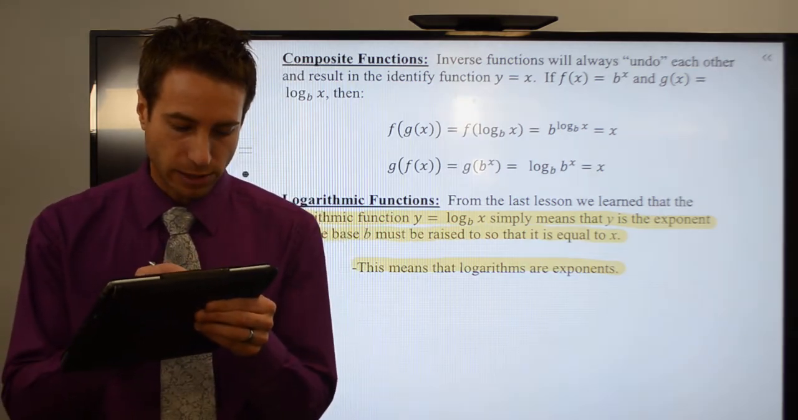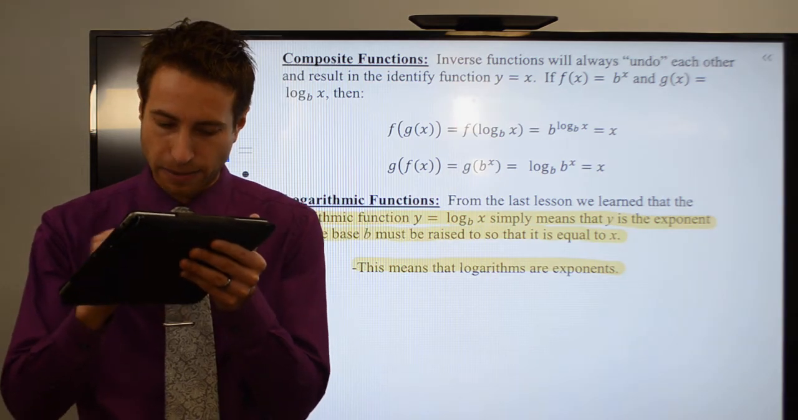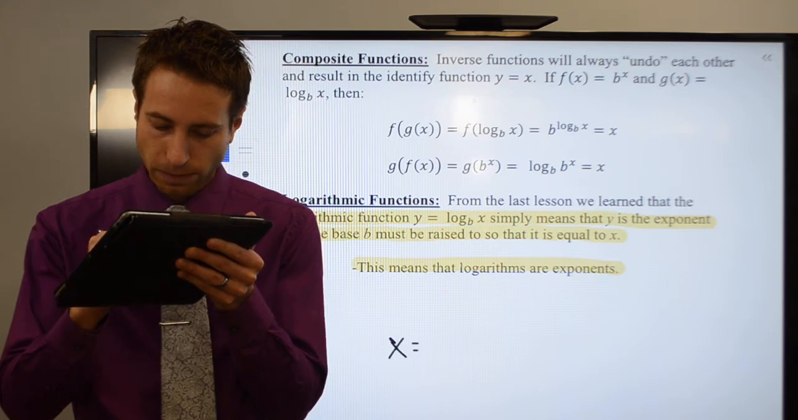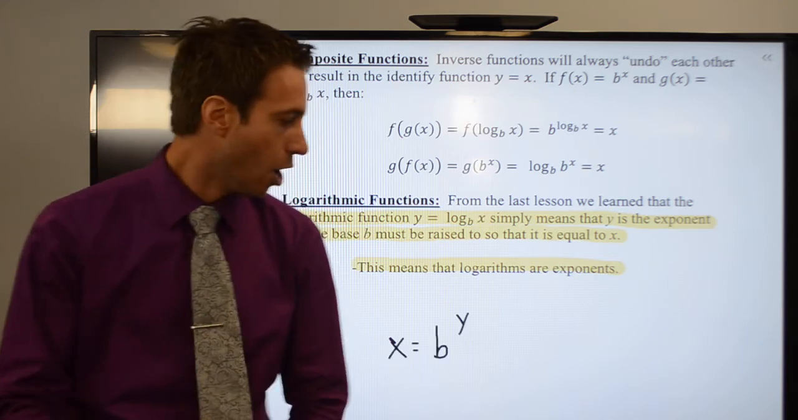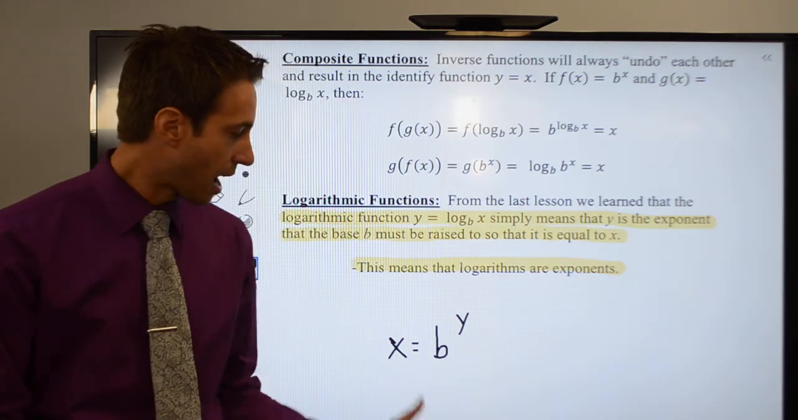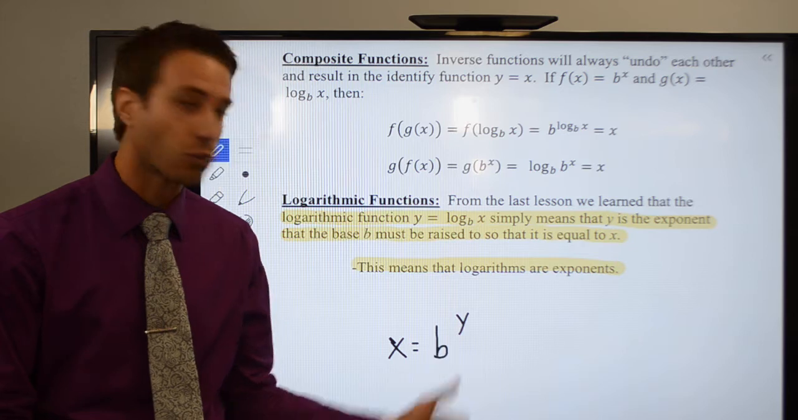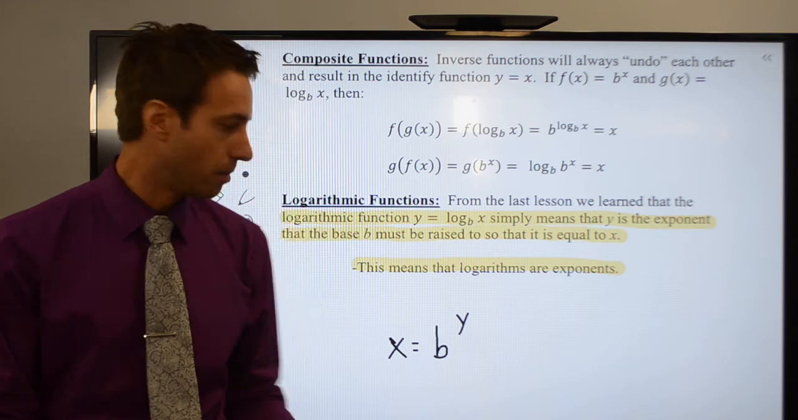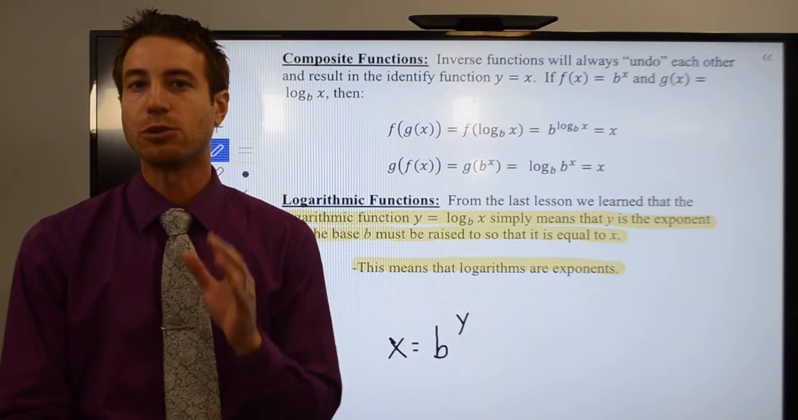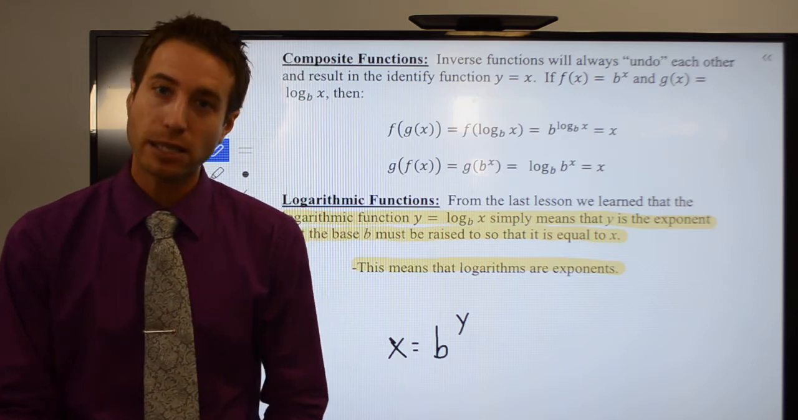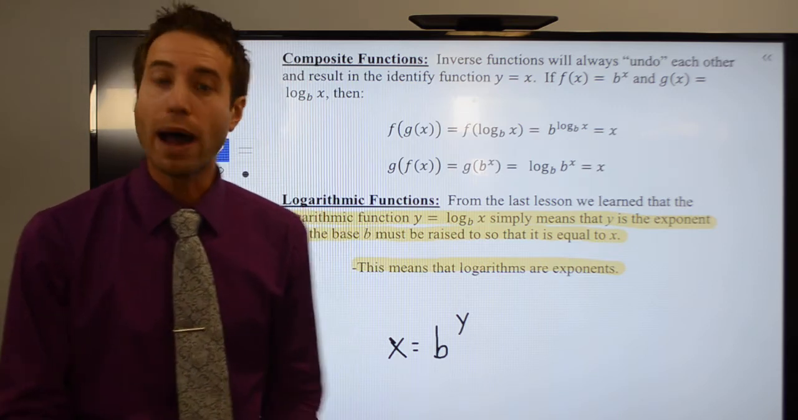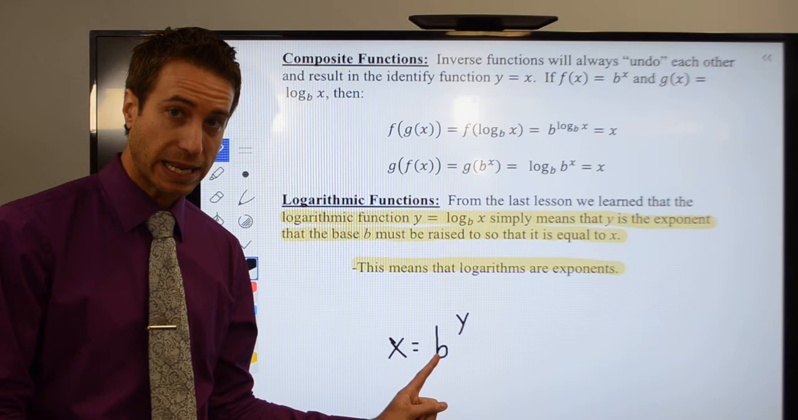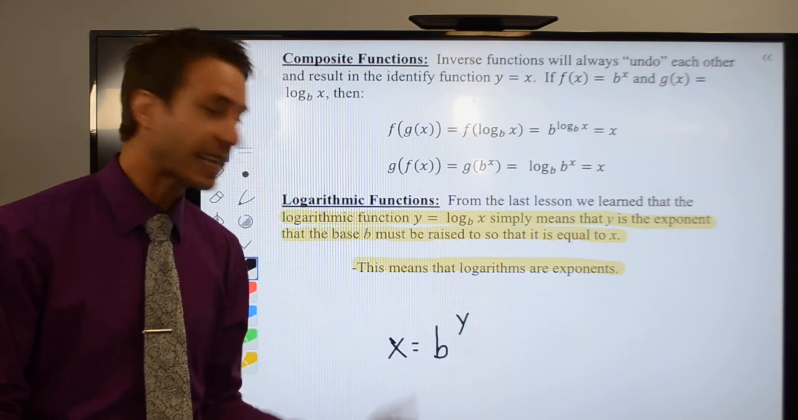Remember the way this works. If I have x equal to b to the y power, what I've got here is an exponential function. The base is b, and it's raised to the y power. This y, that exponent, is the logarithm of x. When I ask you to find a logarithm, what I'm asking you to do is figure out what power, what this exponent needs to be, so that when I raise b to that exponent, I get x.